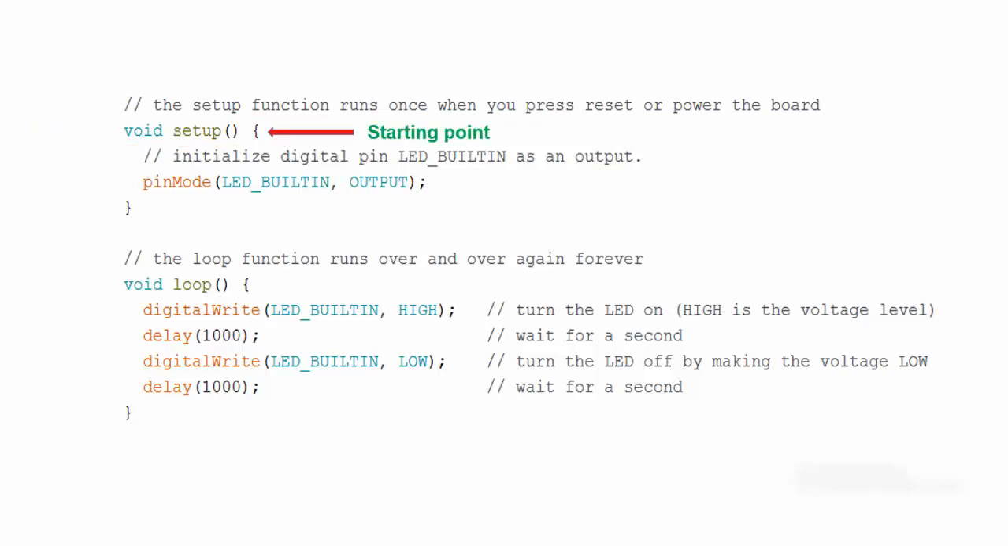Where standard C always starts program execution with a function named main, it is setup that marks the program's starting point in Arduino C. Because setup is the starting point for all Arduino C programs, it also becomes the initialization step in our 5 program steps. The purpose of the setup function is to establish the environment in which your program will run. In this case, the initialization step does nothing more than define the built-in LED as output mode.